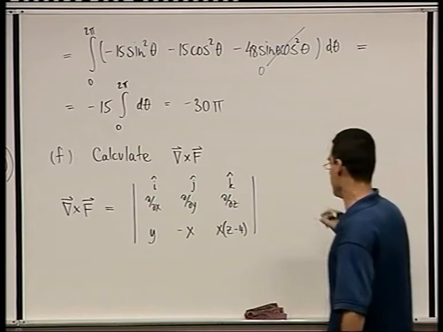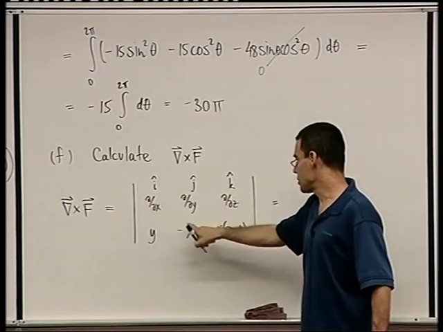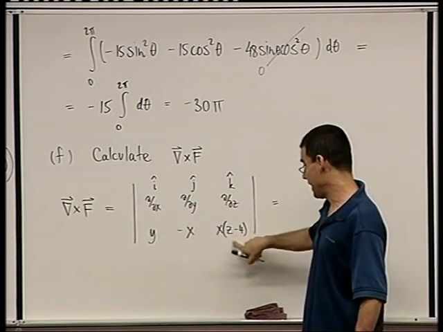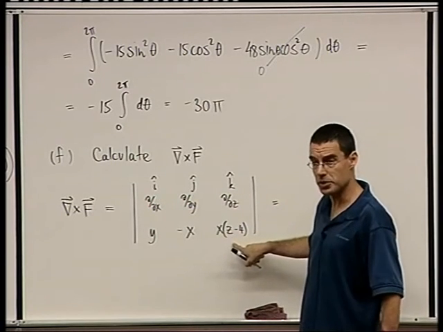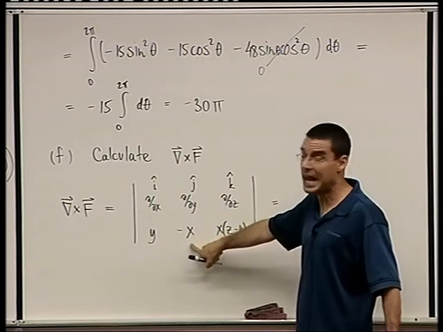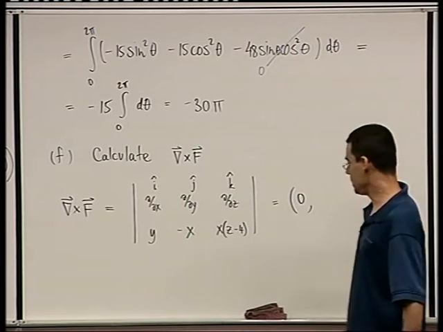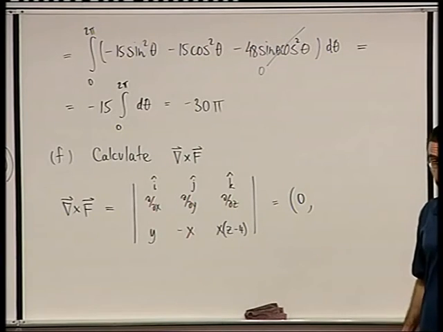So let's do the calculation. So in the I direction, I have the derivative with respect to y of this. This is y-less, so it's 0. Minus the derivative with respect to z of x, which is again 0. So in fact, the I component is just 0. Do you agree?